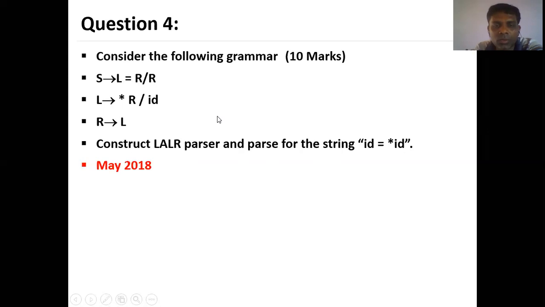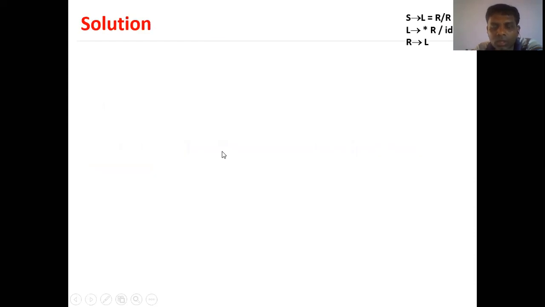Whenever you want to create the LALR parser, firstly you have to create a CLR parser. After creating the CLR parser, you should find out the different possible items. Whenever we create the LR1 items, there are some items which are equivalent to each other but different in terms of lookahead symbol. Such items we combine, and based on that you create the LALR parser. So we are moving to the construction of the LALR parser.